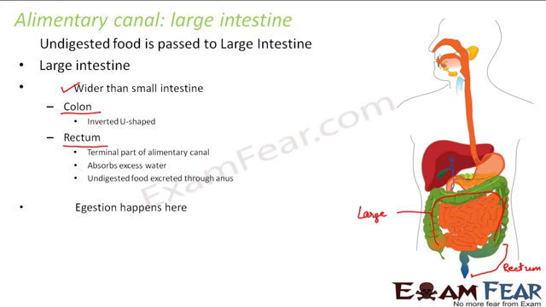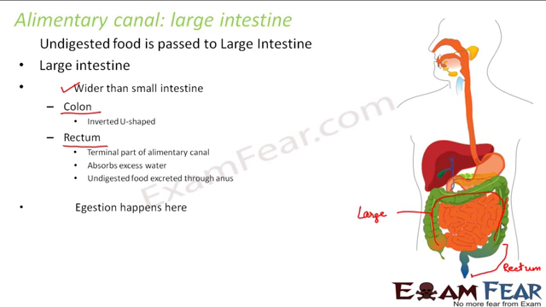Egestion happens here. Now if we look at the different steps of Holozoic nutrition which we discussed in the beginning, what were they? First was ingestion. So where did ingestion happen? Mouth. The next was digestion. So where did digestion happen? It happened in the stomach and partly in the small intestine, duodenum. Next was absorption and assimilation. They happened in the jejunum and ileum of the small intestine. And the last one was egestion, which happened in the large intestine.